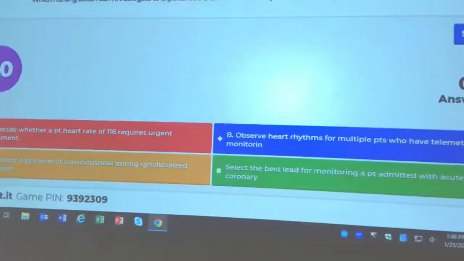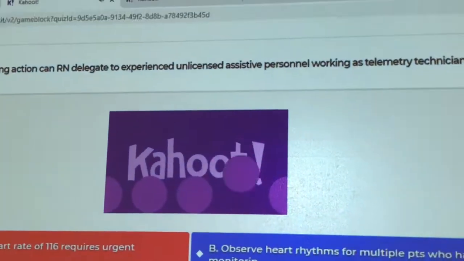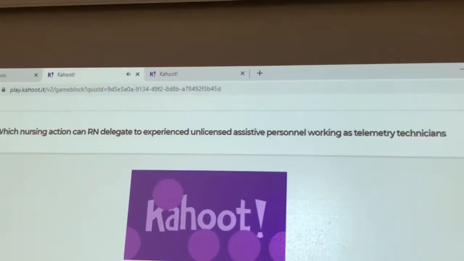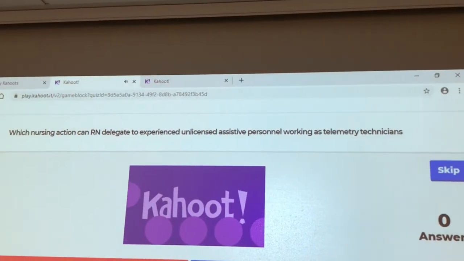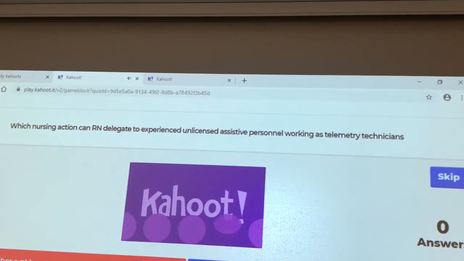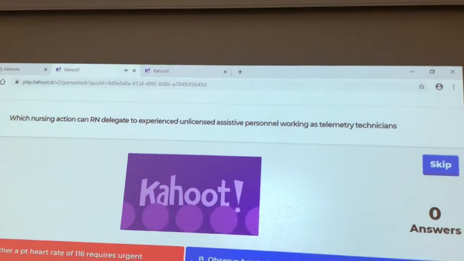Let's quickly look at another question, because I didn't forget about those principles I earlier talked about. This is an example of a question that will tell you a little bit about the principle I earlier talked about. Which nursing action can an RN delegate to an experienced, unlicensed assistive personnel working as a telemetry technician? You are going to find a lot of this kind of question. It is always called a delegation question.